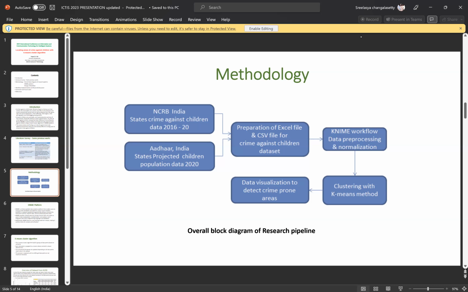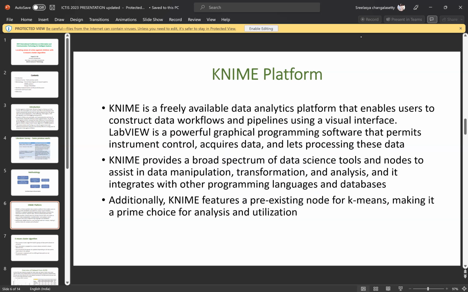to process this data. And we used the K-means methodology on it, applied it, visualized the data and came up with our findings. So the KNIME platform is a platform which enables us to analyze the data using a drag and drop interface, which makes it very easy because we don't really need coding.